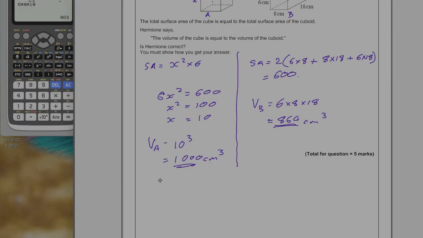So no, she's not correct. No, Hermione is not correct. And we'll say as 1,000 centimeters cubed is greater than 864 centimeters cubed.